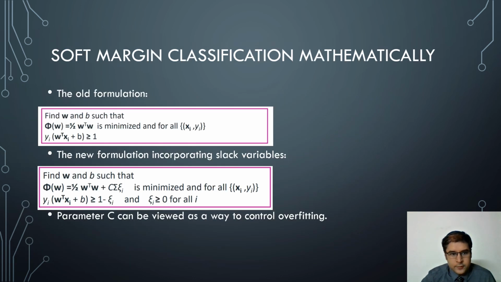So we discuss soft margin classification mathematically. This is our old formula here. The new formulation incorporating slack variables is: find w and b such that psi of w, equal to half of w transpose w plus C times the summation of epsilon i, is minimized for all training points, such that yi times (w transpose xi plus b) is greater than or equal to 1 minus epsilon i, and epsilon i is greater than or equal to 0 for all i. Hope this is clear. Parameter C can be viewed as a way to control overfitting. So C is our tuning parameter and can be viewed as a way to control overfitting.